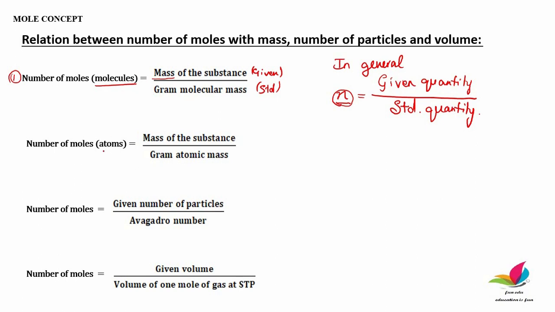If it is an atom, as you can see in the second equation, then you have to use gram atomic mass. You have to write gram molecular mass and gram atomic mass. If you write only molecular mass or atomic mass, they will be in terms of u, that is unified or atomic mass unit. They are units. But when you add g, that is gram, both are the same only.